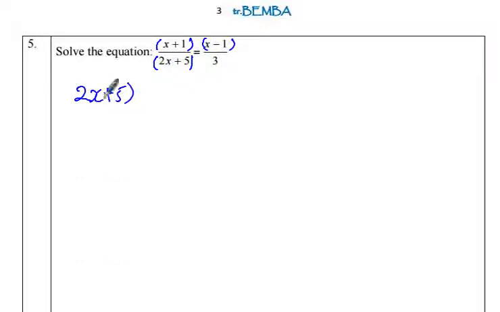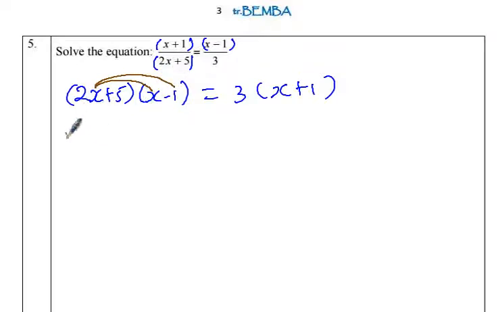2x plus 5 times x minus 1 is equal to, now this times this, 3 into x plus 1. That should be my first step. And so I'm going to do the multiplication, this times this, and then times this. So this times that, I get 2x squared and then 2x times this, I get minus 2x. And when I'm done with that first term, I also use the second term. The second term is positive 5 times this, and positive 5 times that.